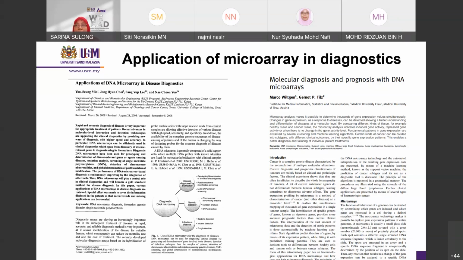And diagnostic DNA microarrays would also be beneficial for applications in cancer patients, for example, and also in other diseases. So this also shows some of the DNA microarrays for diagnosis of disease, for example in genetic disorders and also infectious disease. Also, we can use microarrays for the faster detection of microorganisms.